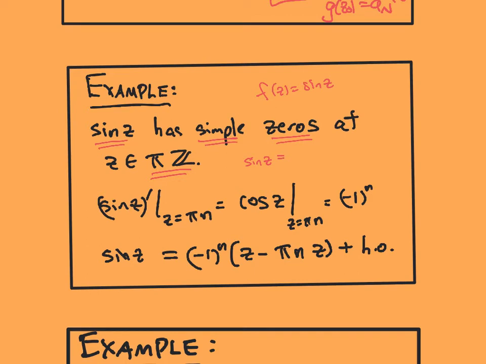And so f around one of these zeros will look like f of pi n plus f prime of pi n times z minus pi n plus higher order terms. And just because the derivative at pi n is going to be non-zero, that's what this computation is. The derivative of sine is cosine, and if you evaluate that at pi n, you get minus 1 to the n. So sine has the basic power series expansion. It starts with coefficient minus 1 to the n, times z minus pi n, plus higher order terms here. And this shows sine has simple zeros at all of its zeros.